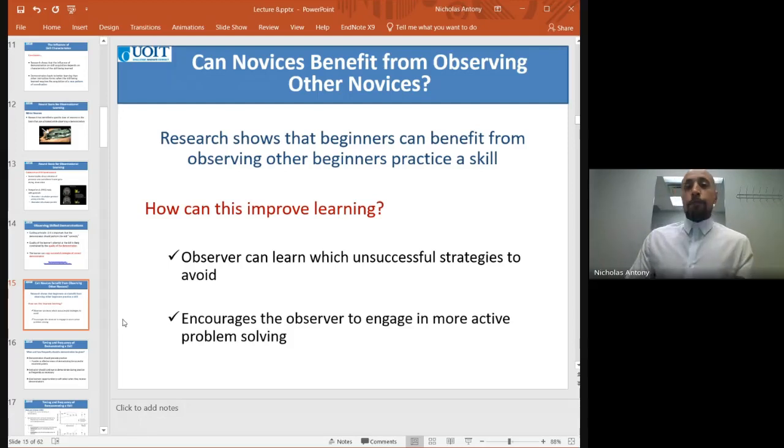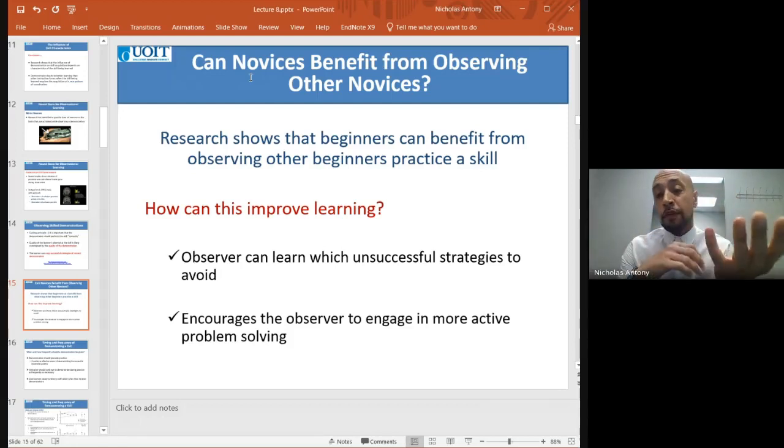So, other research has shown that beginners specifically can also learn from observing other learners. One research question looked at, think about when you have a whole bunch of beginners in a room. Is it better to have everyone performing or practicing at once? Is there a benefit from having learners observe other learners practicing?